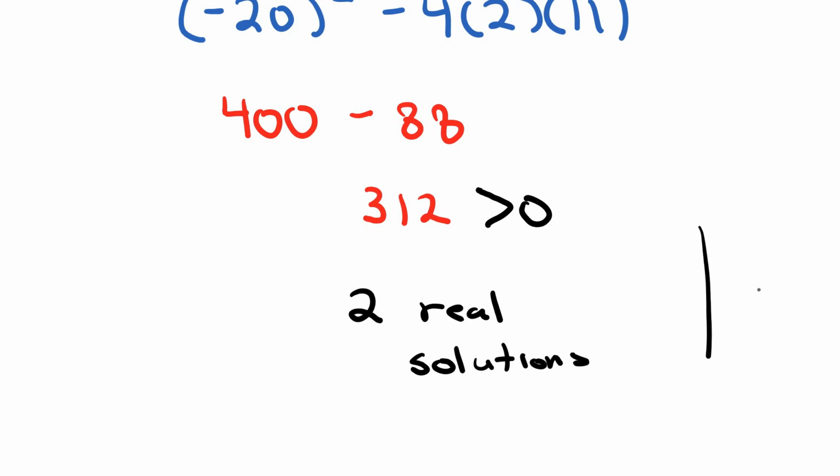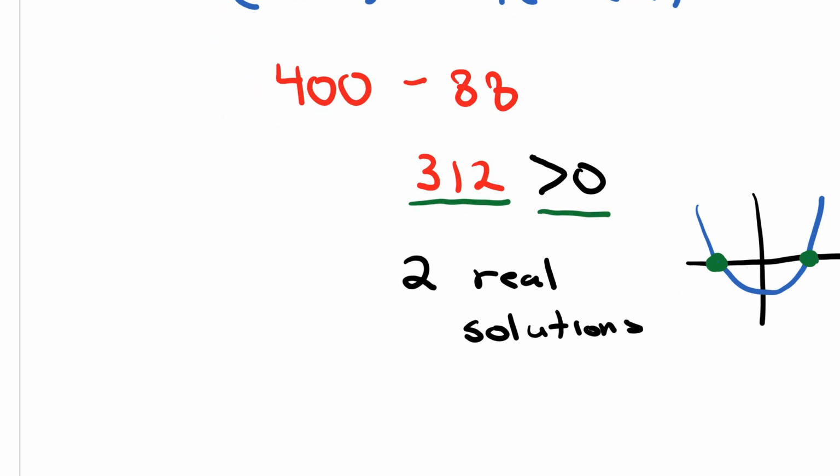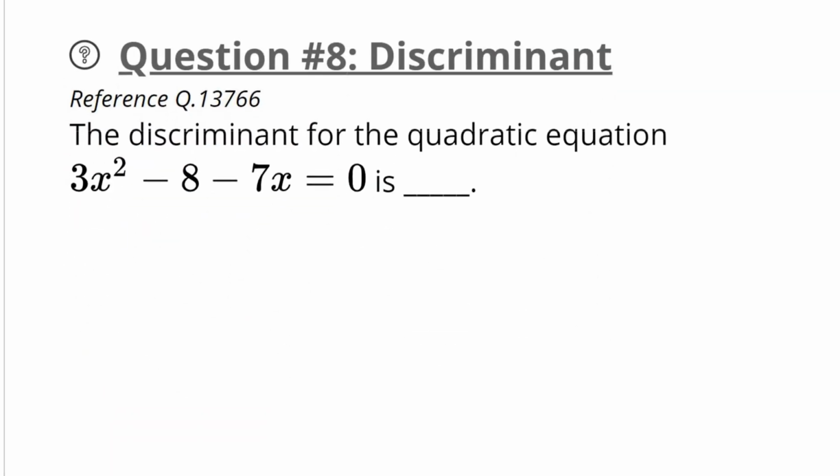Okay, so what that means is if you did a light sketch, the two real solutions are here and here. So here's one solution in green and here's the other solution, right? So it's two real solutions. And that happens when the discriminant is positive, meaning greater than 0. Okay, let's keep on going here.